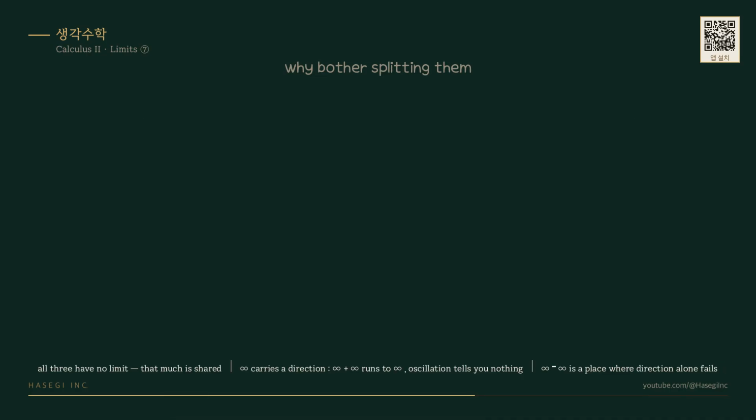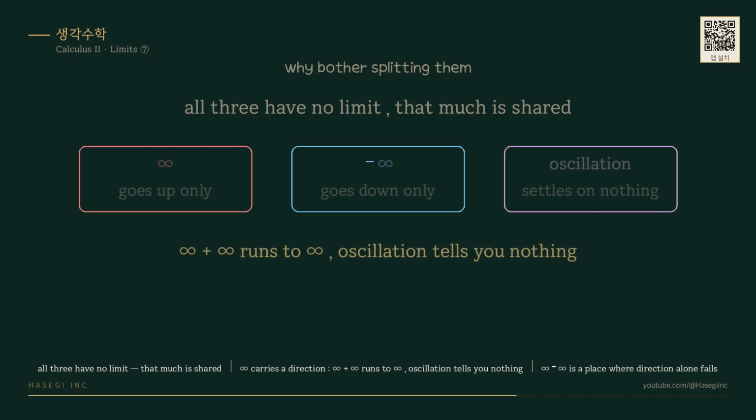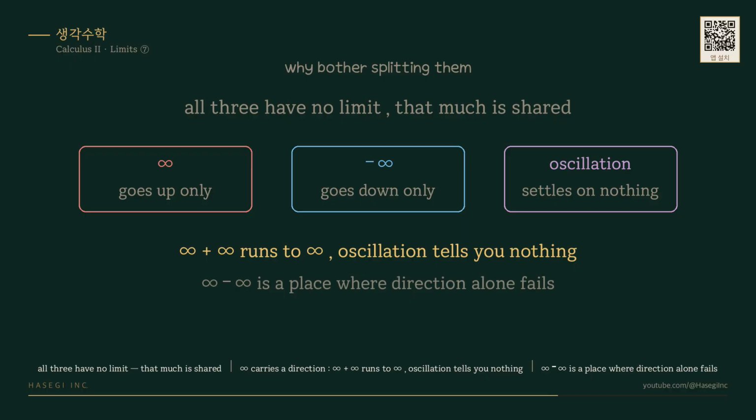Why bother splitting them? All three share the same fact. There is no limit. But the word infinity carries a direction with it. Add two lists that both run to infinity, and the sum runs to infinity, while two oscillating lists tell you nothing about their sum. And there are places like infinity minus infinity, where direction alone is not enough. That is why divergence is named in three kinds rather than one.